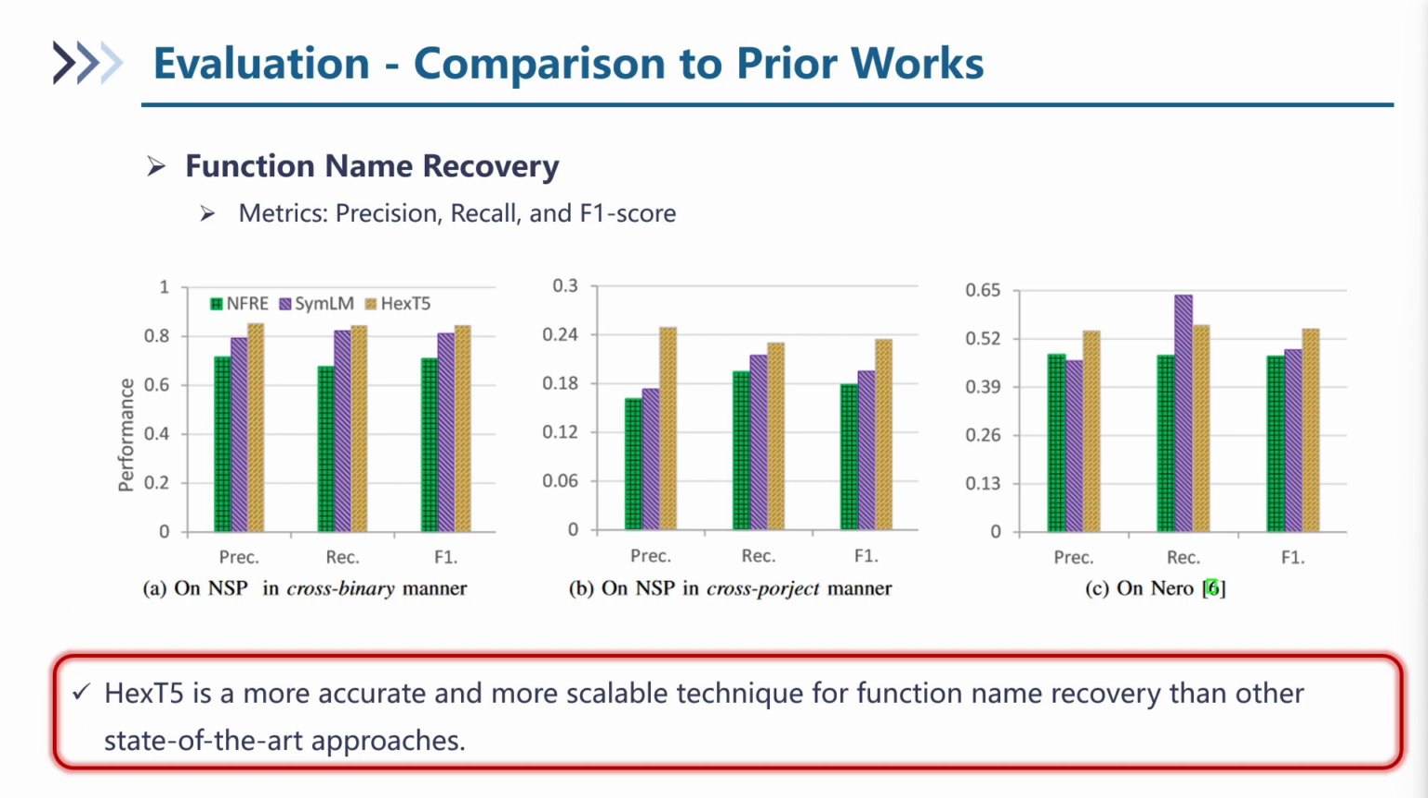On the function name recovery task, we also employ two datasets. The result is similar to the last one. Our method shows better performance than others. However, it should be noted that on both the variable name recovery task and the function name recovery task, all the methods do not have high metrics in the cross-project manner, which suggests that the capability of existing methods is not sufficient in the real world.